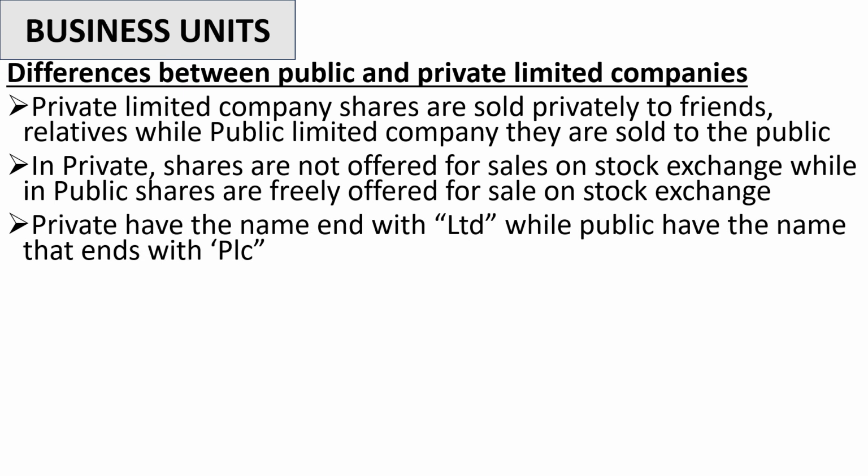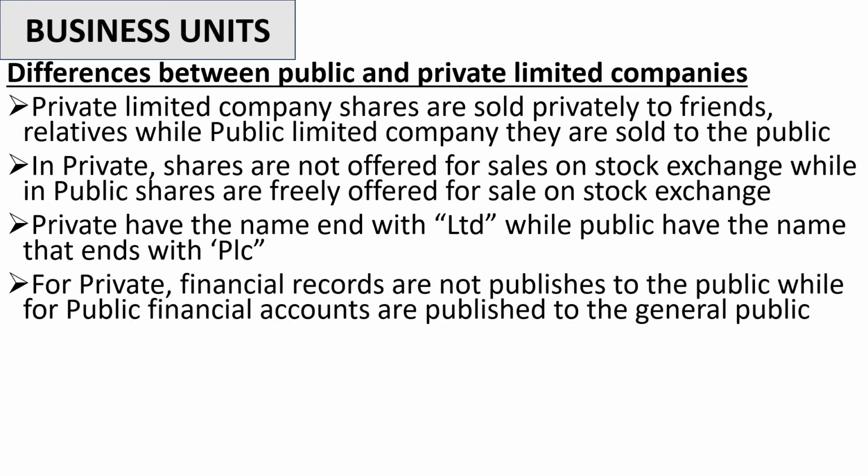The third is private limited companies have names ending with LTD, while public limited companies have names that end with PLC. Another difference is for private limited companies, financial records are not published to the public, while for public limited companies, financial accounts are published to the general public.